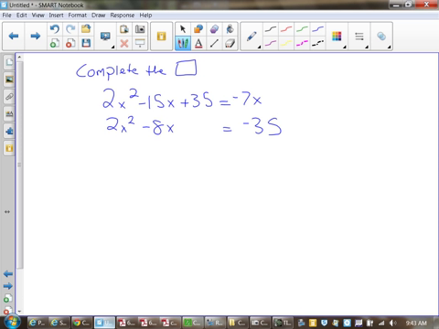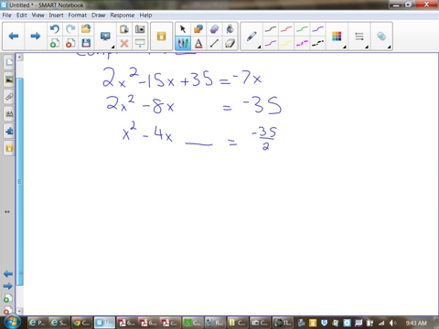From that, I have to have a positive A value, which means what am I going to divide everything by? 2. Divide everything by 2, and you get x squared minus 4x blank equals negative 35 over 2. We okay with that? Now we start with the process of completing the square.